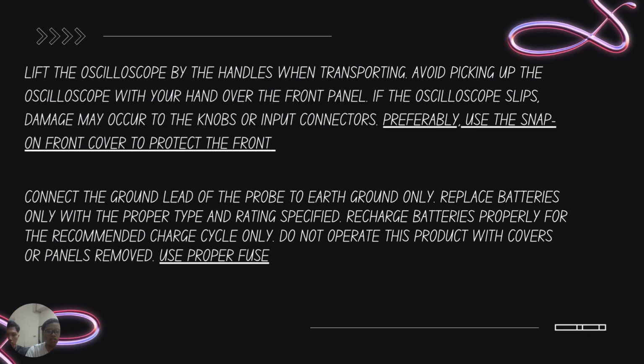Third, lift the oscilloscope by the handles when transporting. Avoid picking up the oscilloscope with your hand over the front panel. If the oscilloscope slips, damage may occur to the knobs or input connectors. Preferably, use the snap-on front cover to protect the front. Connect the ground lead of the probe to a ground only. Replace batteries only with the proper type and rating specified. Recharge batteries properly for the recommended charge cycle only. Do not operate this product with covers or panels removed. Use proper fuse.